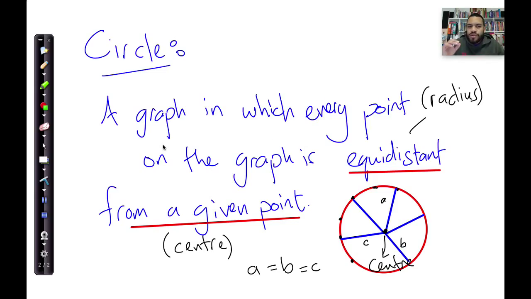This teaches us a very important lesson. In order to define a circle, we need to have two things: the circle's radius and the circle's center. From that, I can then construct a circle.